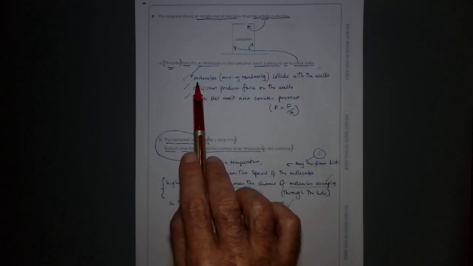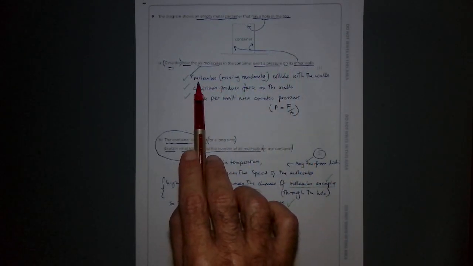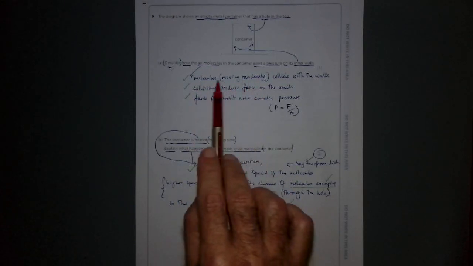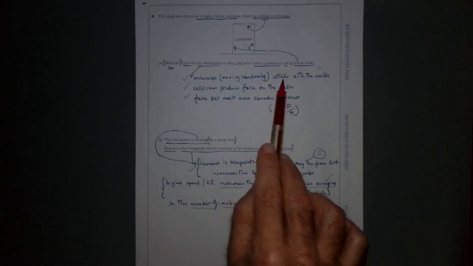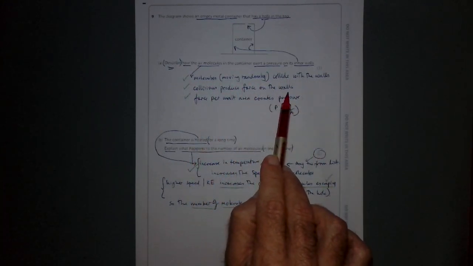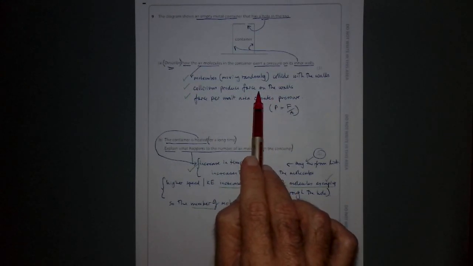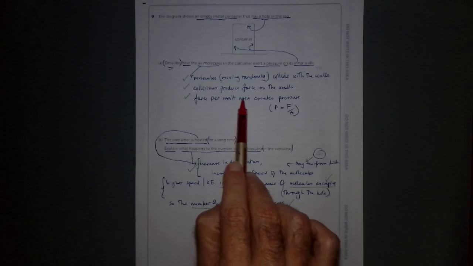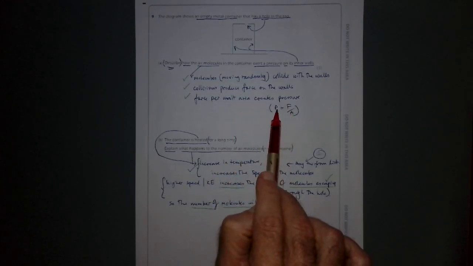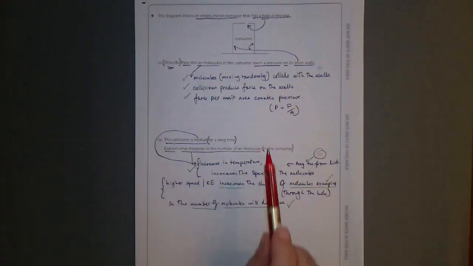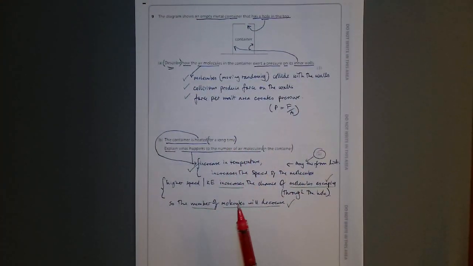So this is the kinetic theory of gases. So it says the molecules, which are moving randomly, that's extra detail, so it's in brackets. Well, you really need to say molecules collide with the walls. Collisions produce forces on the walls each time there's a collision, microscopic forces. And force per unit area, so the area of the wall, creates the pressure because pressure is force over area. And that will allow you to get your 3 marks. Okay.